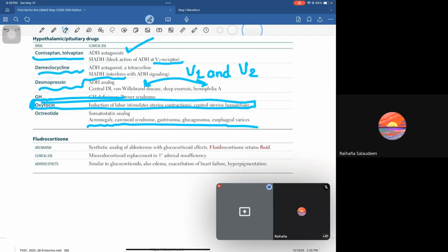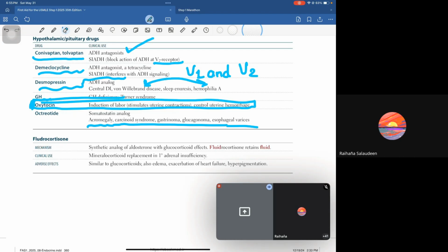Now, fludrocortisone is a very simple drug. It's an analog of aldosterone, right? It's going to cause all the functions of aldosterone, and we use it in primary adrenal insufficiency, right? We do not use fludrocortisone in secondary and tertiary adrenal insufficiency.